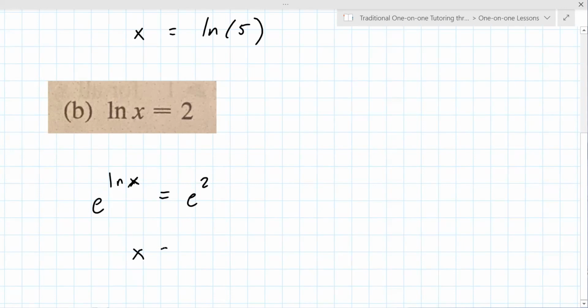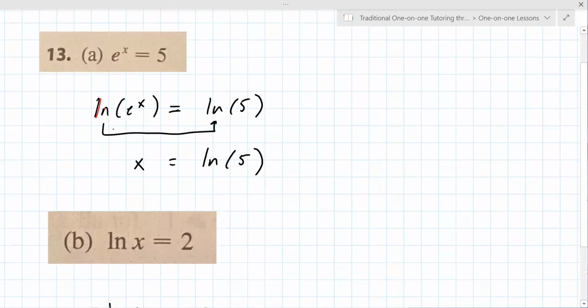So the left side just becomes x, the right side is e squared. See how there's an e in both places. And this is review. You've seen this in prerequisite classes. See how there's an ln in both places. That's your prerequisite stuff there.